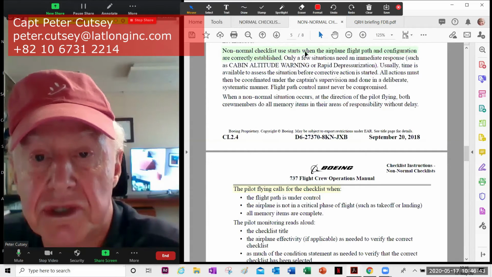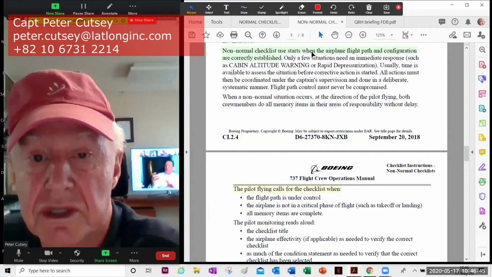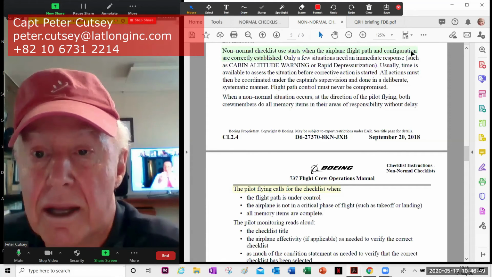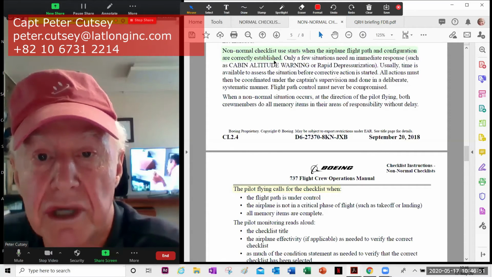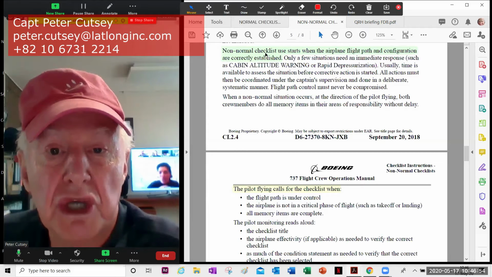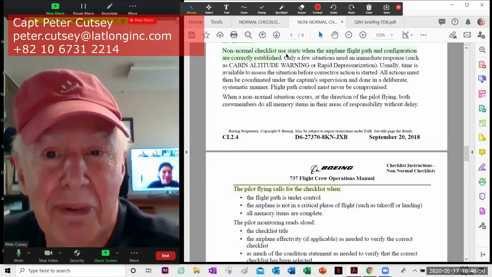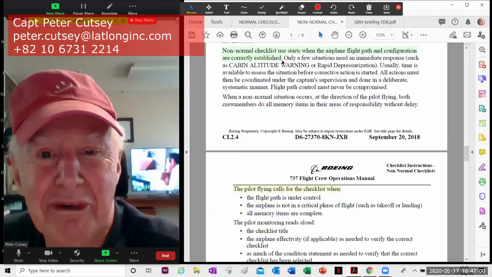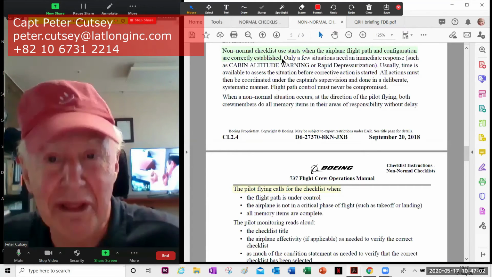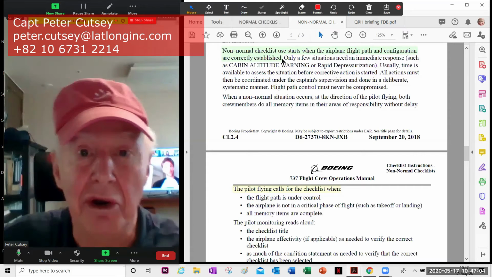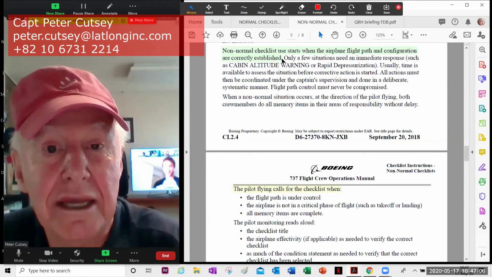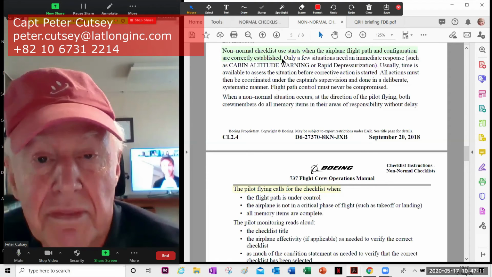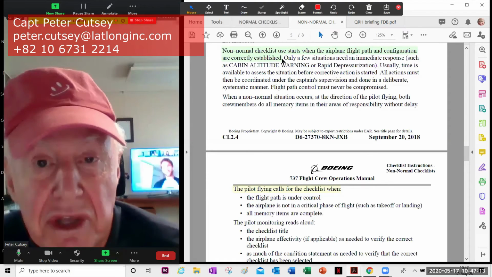Non-normal checklist use, let me read that properly, starts when the airplane flight path and configuration are correctly established. One of the basic things in aviation that I learned many years ago is you fly the airplane first. That's the most important. And the pilot flies the airplane.